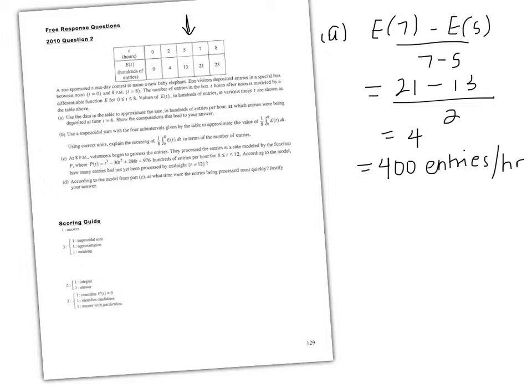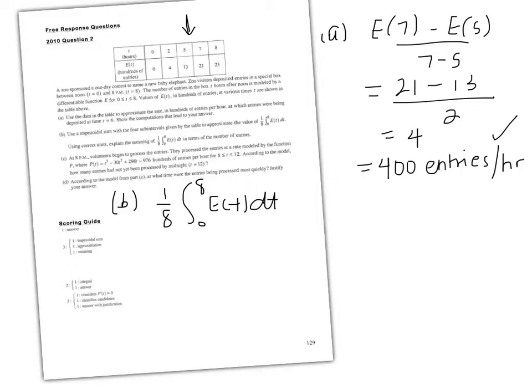All right, B. So you would get 1 point for your answer. And usually you get 1 point for the units as well. But in this case, we just get 1 point for the entire thing because it told you the units in the problem. All right, B. It says use a trapezoidal sum with the 4 subintervals given by the table to approximate the value of 1/8 of the integral from 0 to 8 of E of t dt. Okay, so I have 1/8. I'm going to integrate from 0 to 8 of E of t dt.